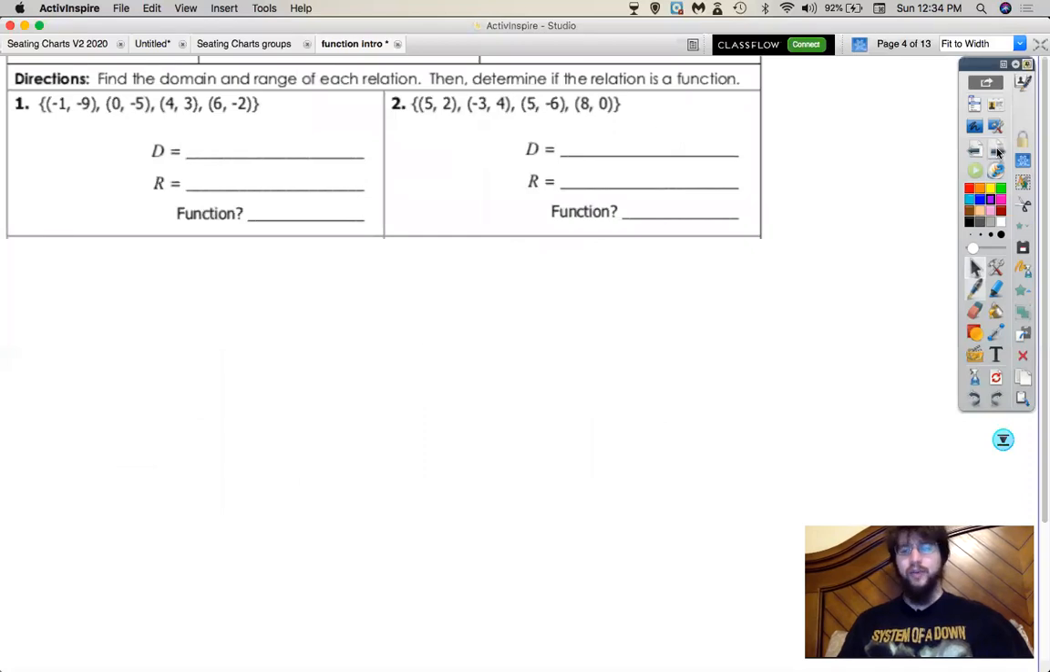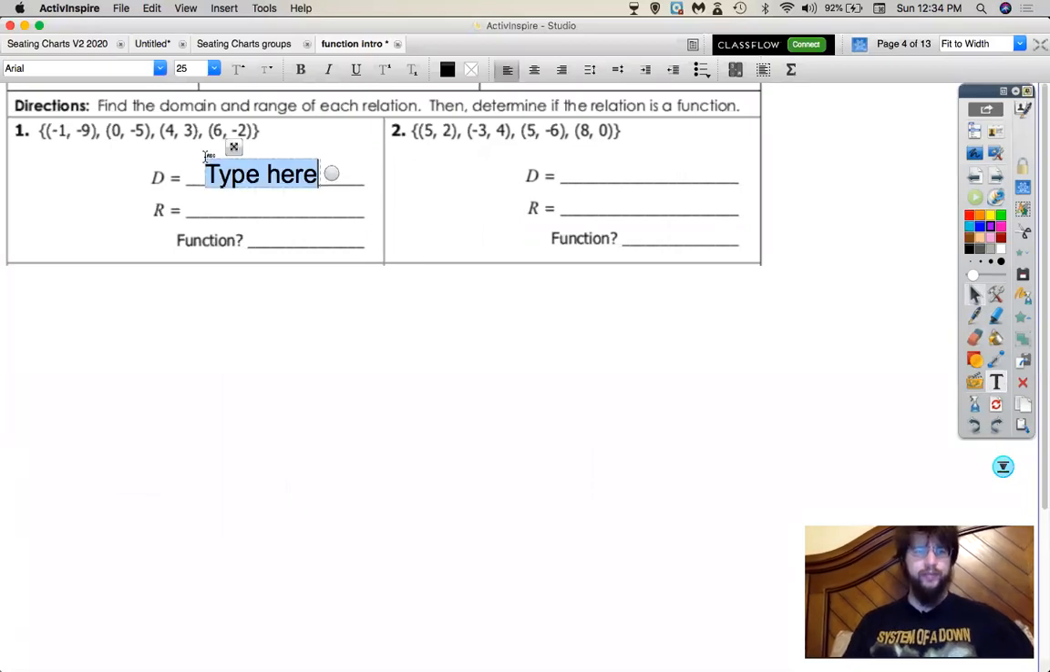Okay, let's just practice domain and range. We're going to do a couple of these. It really should be familiar to you. So these are sets, so let's put it in set notation. So I'm looking at my x values. I've got a -1, I've got a 0, I've got a 4, I've got a 6. Doesn't have to be written in order. Now I'm looking at my range. I've got a -9, I've got a -5, got a 3, and a -2. That one's definitely not in order, but that's perfectly fine.